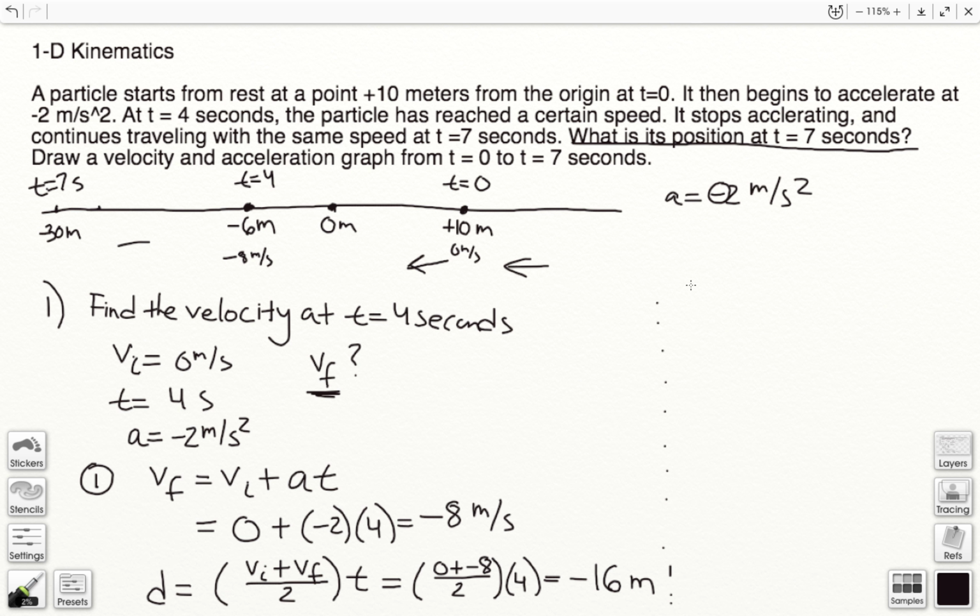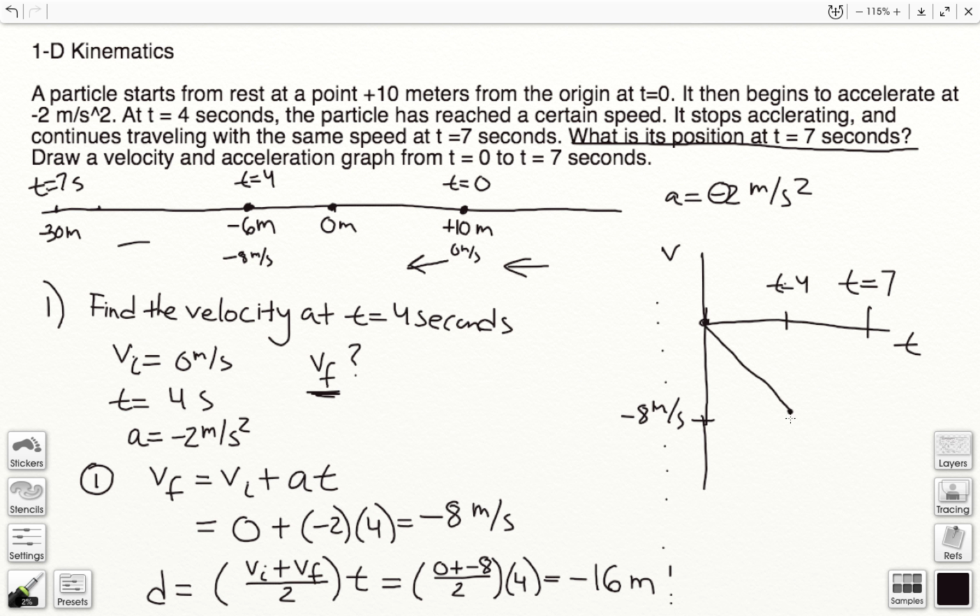Now for the velocity graph and acceleration graph. I start with an initial velocity of 0 meters per second, and at t equals 4, I ramp up to negative 8 meters per second. Then, from t equals 4 seconds to t equals 7 seconds, I move at a constant velocity.